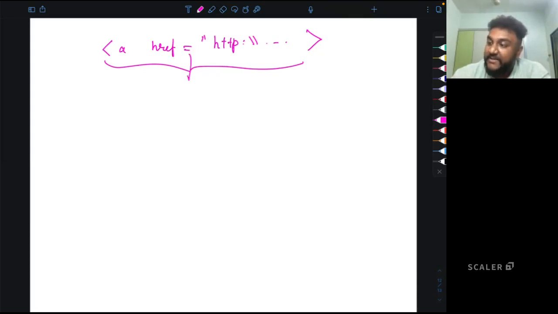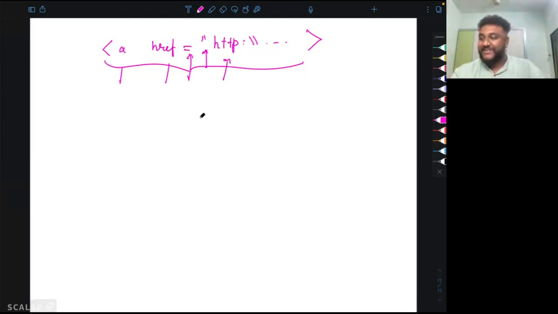Why is it not giving this equal to and these double quotes? Any idea why it's not giving these two? Because we removed them during our pre-processing, right? So what remains is a href HTTP. So this is the pattern that it has learned, okay?